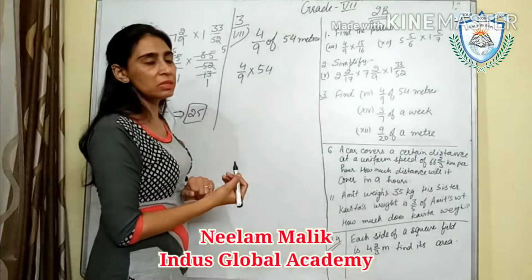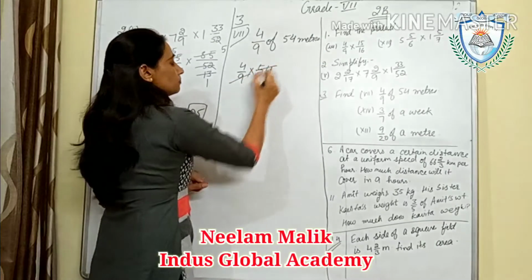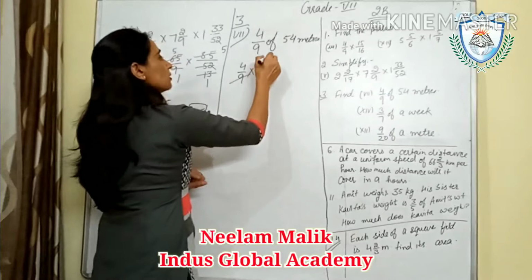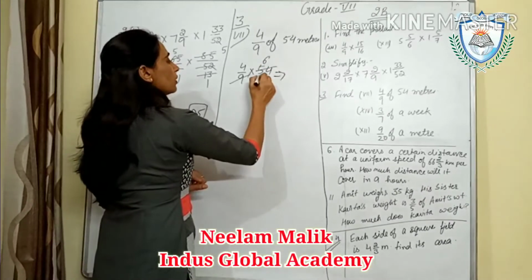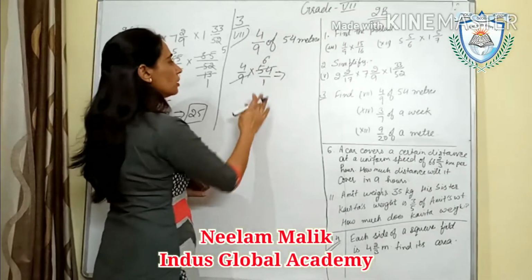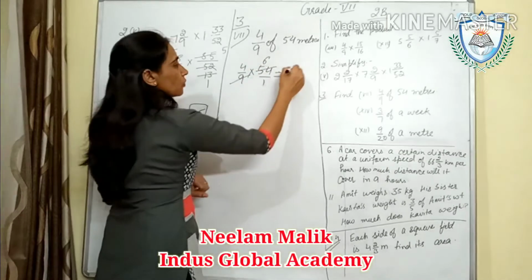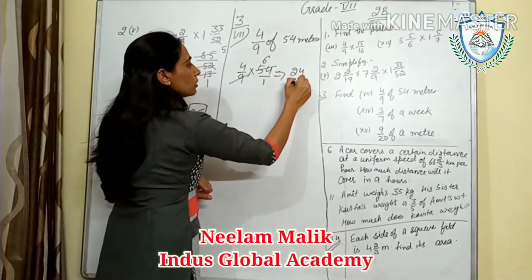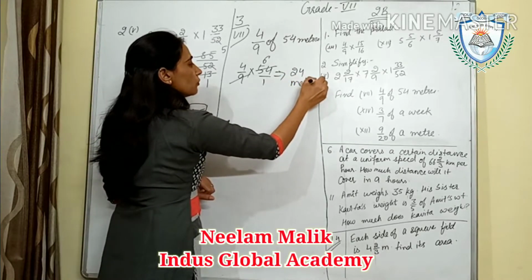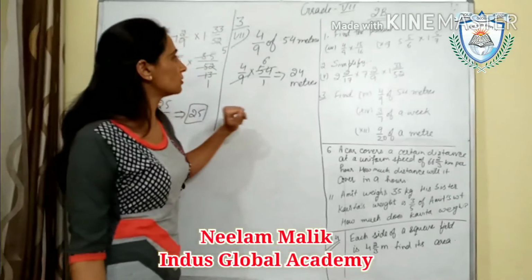So our answer will be in meters. 9 6s are 54. So what is left here? You can put it here if you want. So 6 4s are 24. 24 meters. This is our answer.